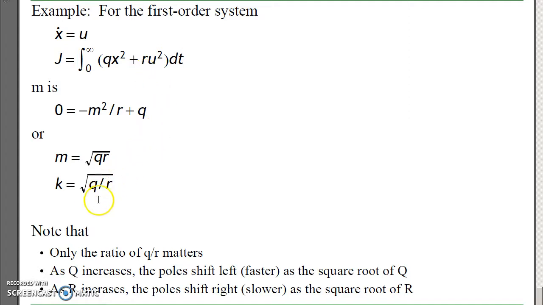Also, the feedback gains move as the square root of q. So when you adjust the gains, you have to be rather dramatic. Increase q fairly significantly to get the feedback gain to change.